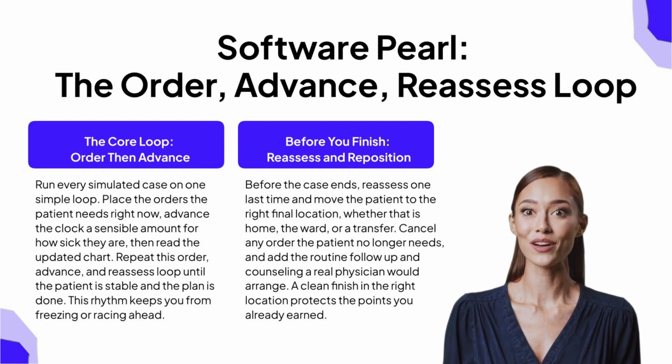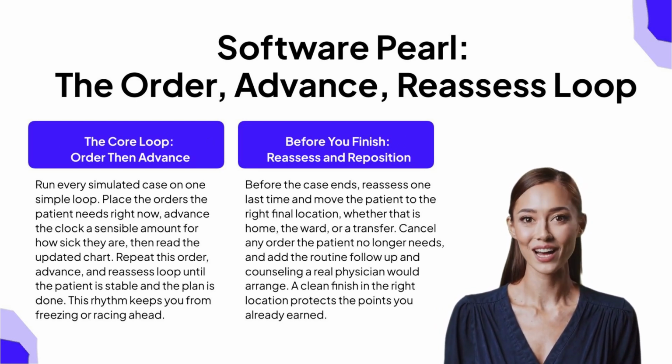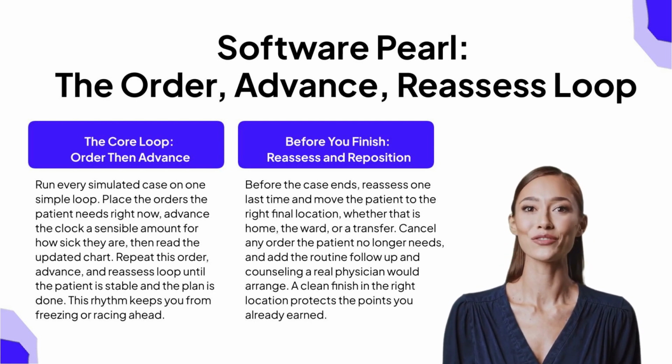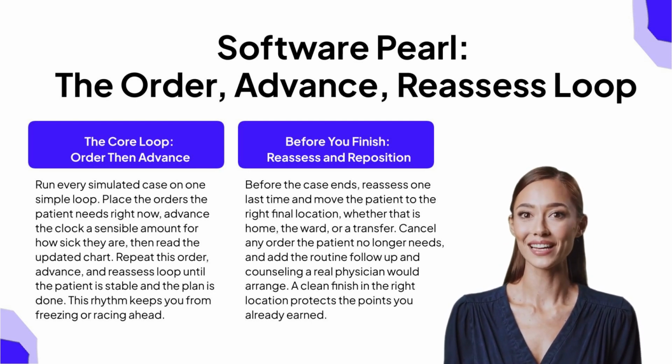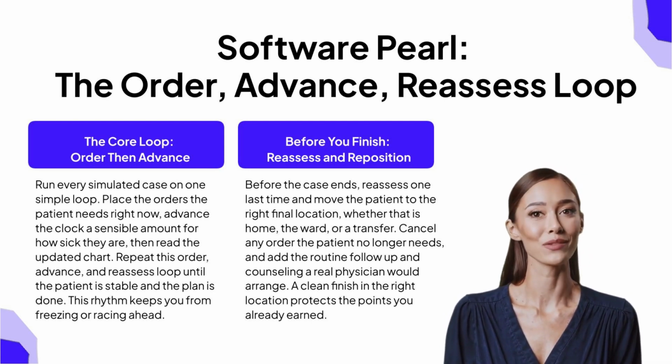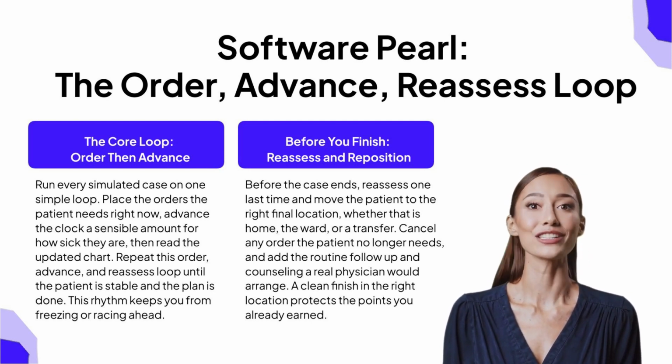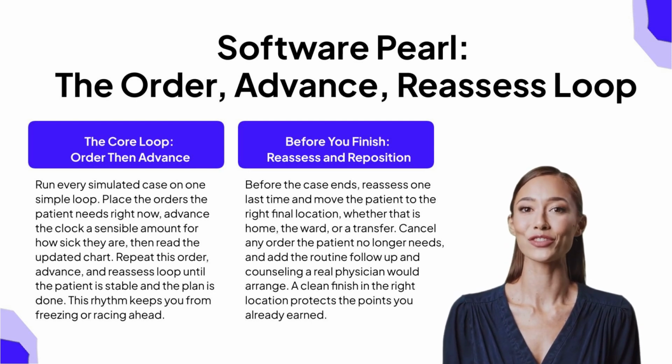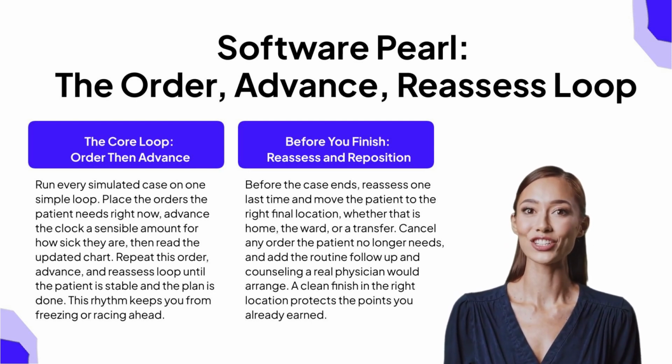Here is a software pearl that ties everything together, and it is a simple loop you can run on every case. First, the core loop. Place the orders the patient needs right now, advance the clock a sensible amount for how sick they are, then read the updated chart. Repeat this order, advance, and reassess loop until the patient is stable and your plan is complete. This rhythm keeps you from either freezing in place or racing ahead of the patient.